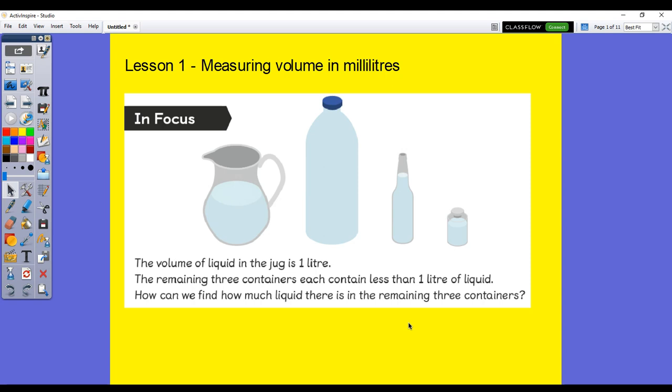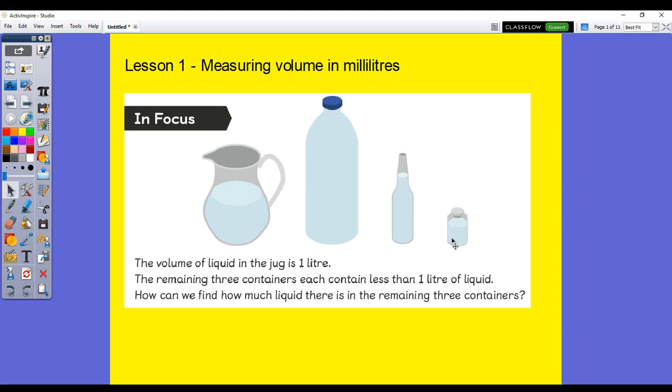Before we find out where to go next, I'm just going to tell you what volume means. So the volume is the amount of water in the container. So it's the amount that we have in each container here. Okay, so we're measuring the liquid basically. So we're measuring the volume in milliliters. So the volume of liquid in this jug here is 1 litre. The remaining 3 containers contain less than 1 litre of liquid.